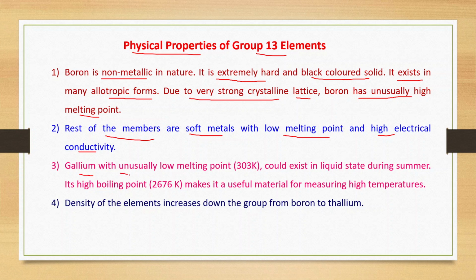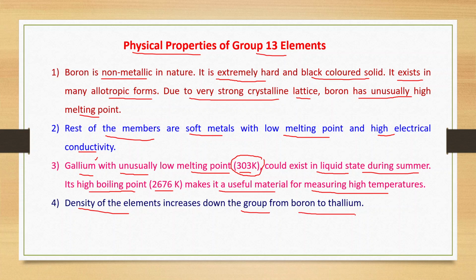Gallium, with an unusually low melting point of only 303 Kelvin, could exist in liquid state during summer. Its high boiling point, 2676 Kelvin, makes it a useful material for measuring high temperatures. In the lower class, in the 10th standard, we discussed that gallium is the element which melts when kept on our palm, because its melting point is less than our body temperature. Density of elements increases down the group from boron to thallium.